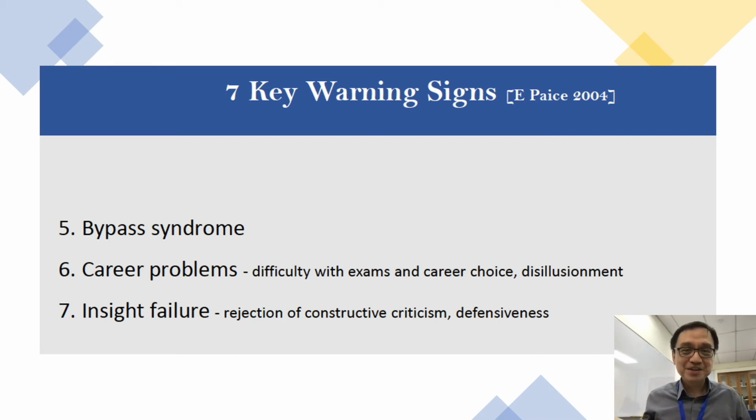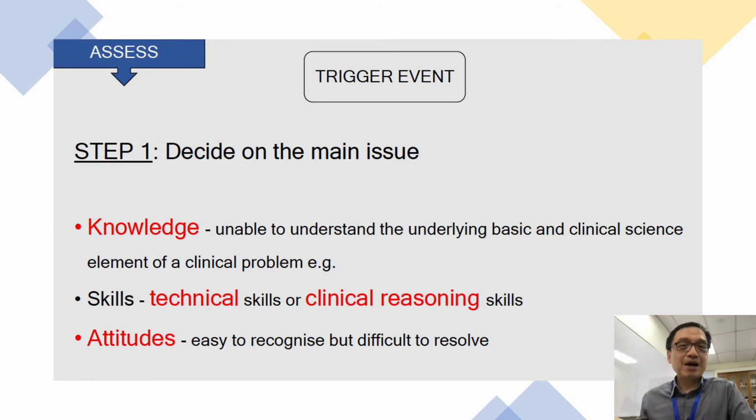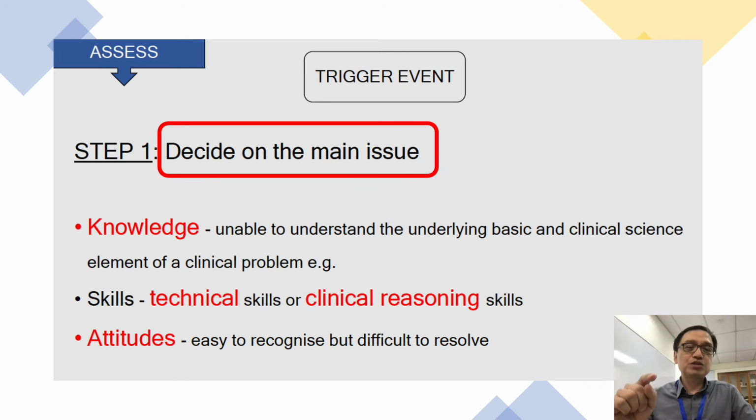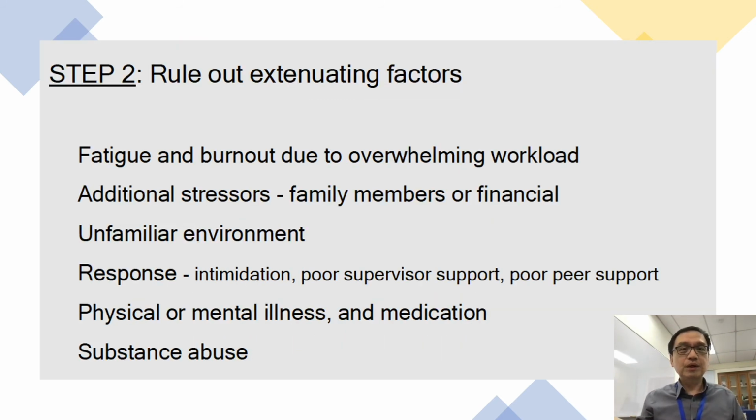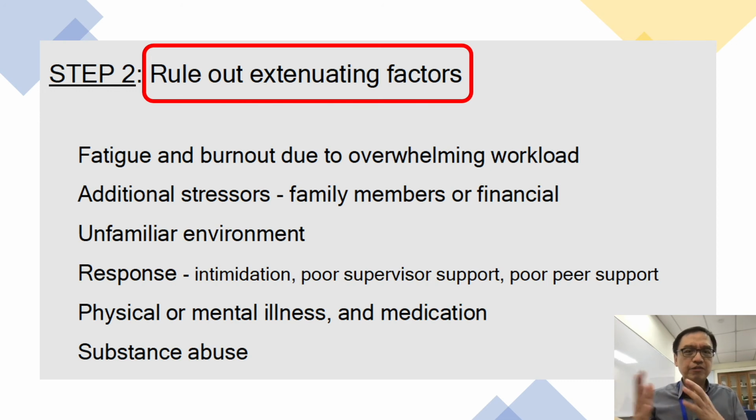It's not in the Norman Browns that we use. Those are for clinical signs. So this is the sign for a candidate in difficulty. All right, how do we deal with that? We should find out the main issue, whether the issue is in the knowledge, technical skill, clinical reasoning, or the attitude. So we must rule out extenuating factors, whether they have a problem with fatigue, family problem, financial problem, and so on.